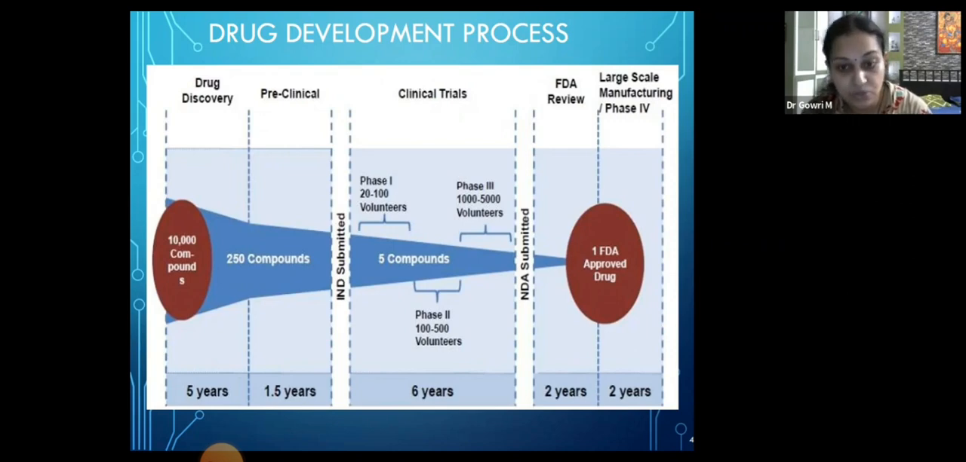We move on to phase 2, where we take volunteers with diabetes, and then we give it. Then again, that will be around 100 to 500 only we will check, because again we have to know whether there will be any side effects, and we'll be continuously monitoring them in a specific area.